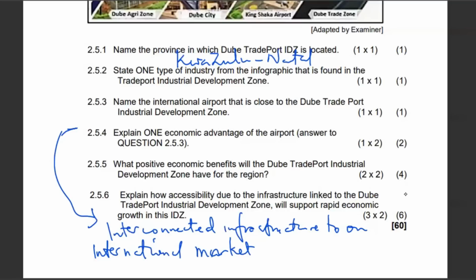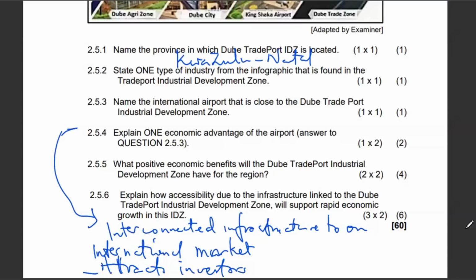And also, we can also say it attracts investors. Because of its accessibility, because of the airport, investors can easily access the industrial development zone and can show their interest in investment. And they can also enhance investment in industries in the industrial development zone.